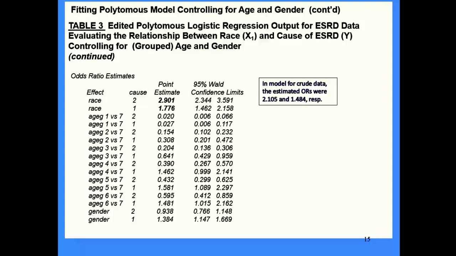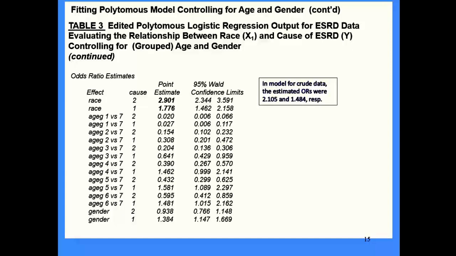Okay. In fact, is the 2.901 significant? Can you tell whether it's significant or not? What makes you think it's significant? I've only shown you the confidence interval. Well, because the confidence interval doesn't contain the null value. What about the 1.776? That's also significant because it doesn't contain the null value, right? So I've got two significant odds ratios. It looks like there is a strong race effect. They're both significant, and I can get a confidence interval around each one. So I've just done polytomous logistic regression. That's all there is to it, more or less.